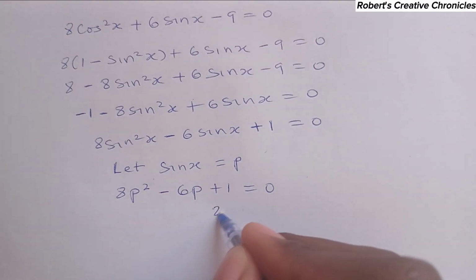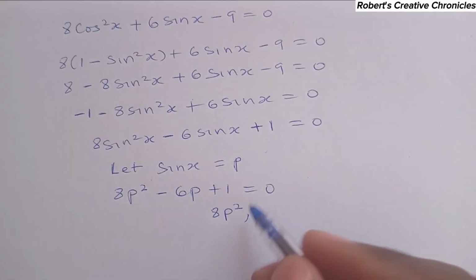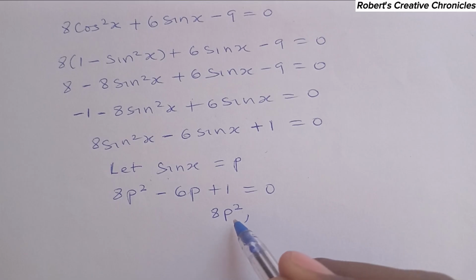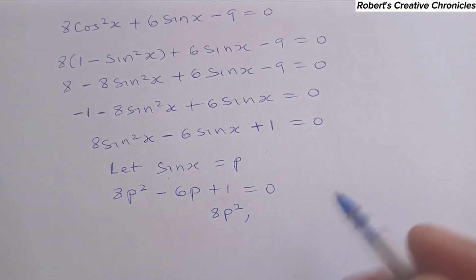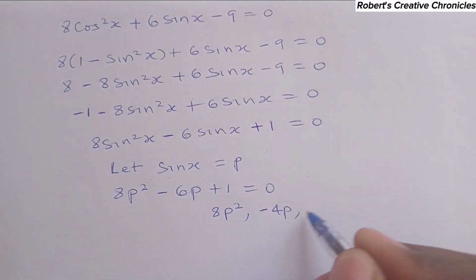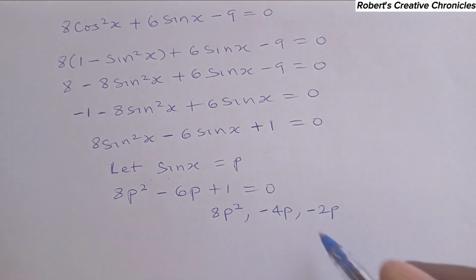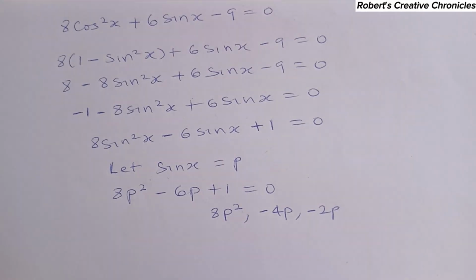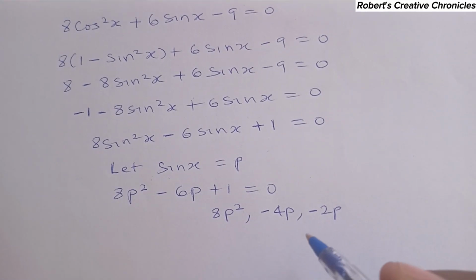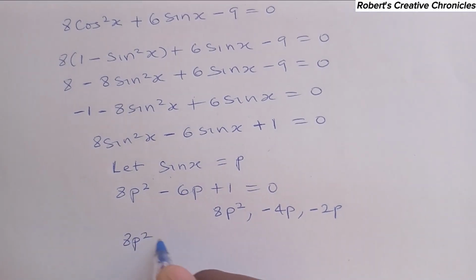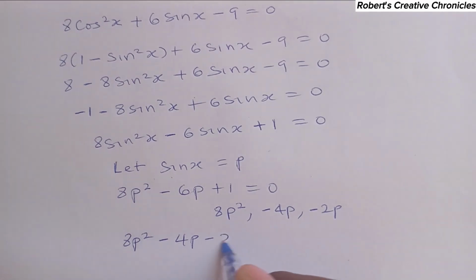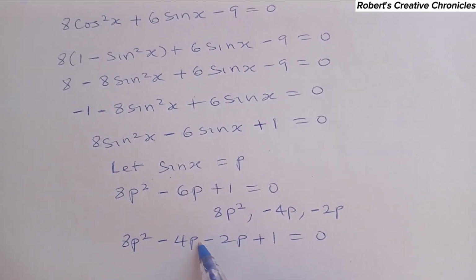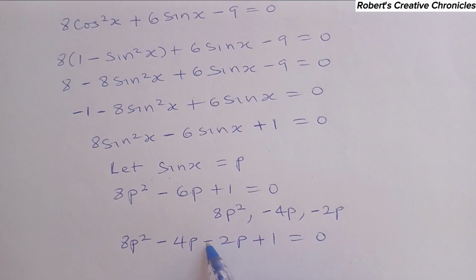This times this is 8p squared. So we will find the terms that, if we add them together, will give us the second term, minus 6p, and if we multiply them together, will give us 8p squared. So these two terms are negative 4p and negative 2p. If you multiply negative 4p and negative 2p, you get 8p squared, but if you add them together, you get negative 6p. So we'll replace it here: negative 4p, negative 2p, plus 1 is equal to 0. When you are adding them, plus times minus is minus. That's why there's minus here.